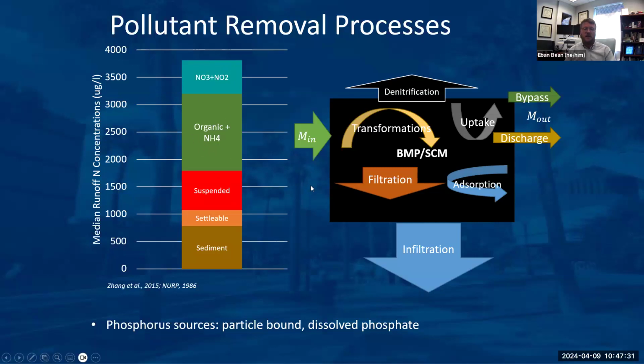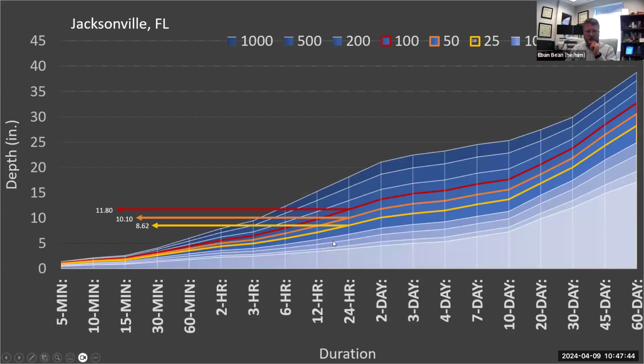And nitrogen's kind of complex. It takes a lot of different processes to actually remove it. And so we need to match the pollutant removal process with the forms of nitrogen. And that's kind of hard to do in one place.